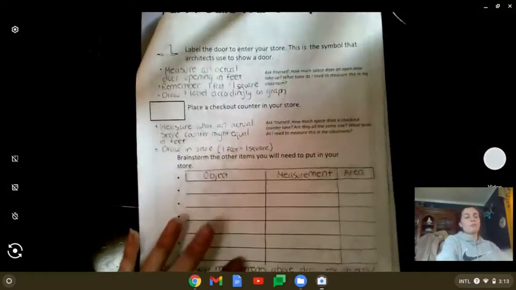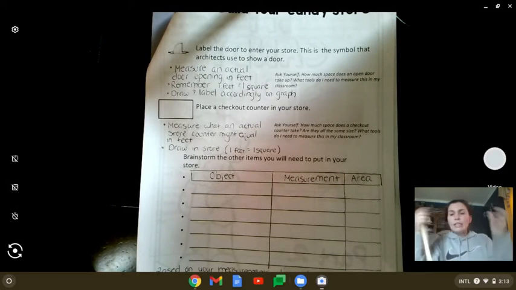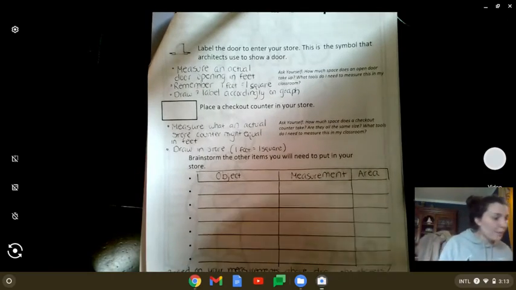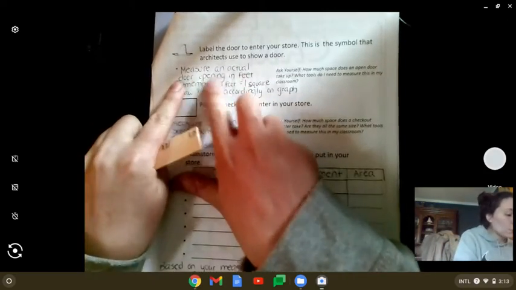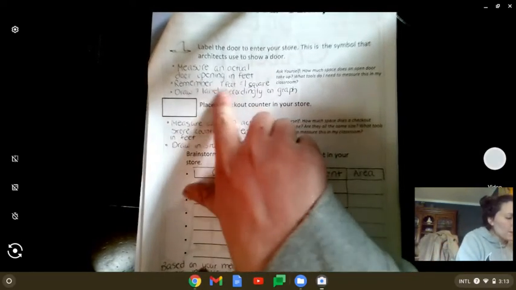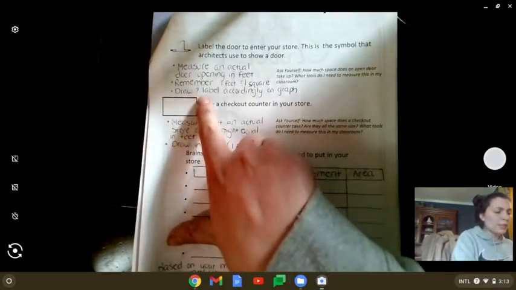So that's where you can use a ruler, a measuring tape, a yardstick, anything that is used to measure. Your mom or dad may have some sort of measuring tape they used to sew, or if they do construction to fix stuff, ask to borrow that. So we need to measure an actual door opening in feet. Remember that 1 square foot equals 1 square. And then we need to draw and label it accordingly on the graph.